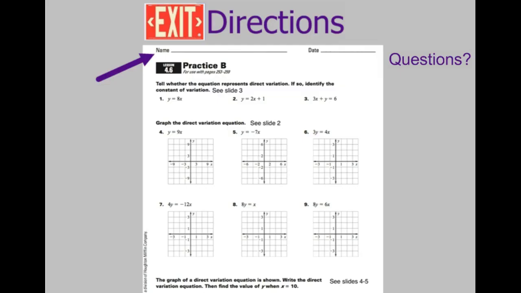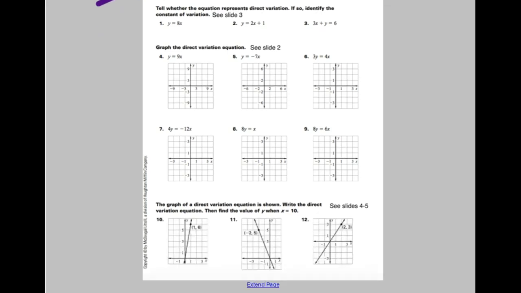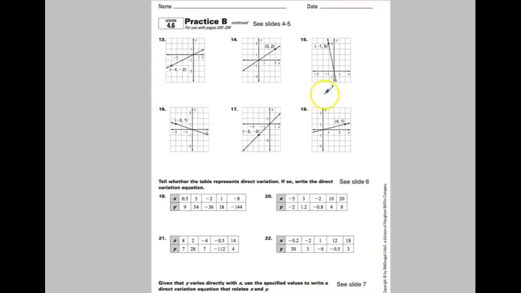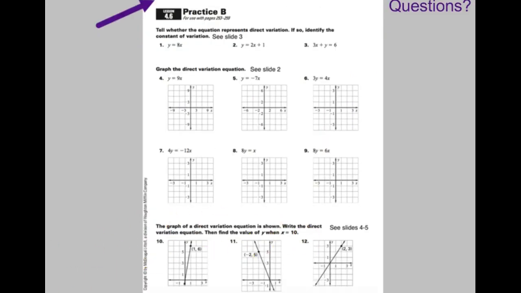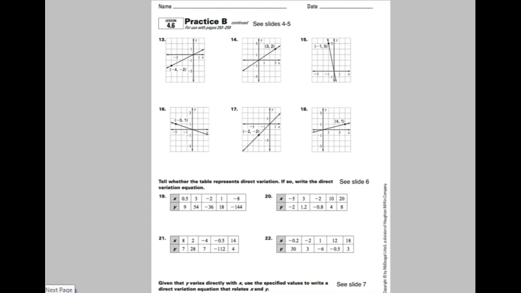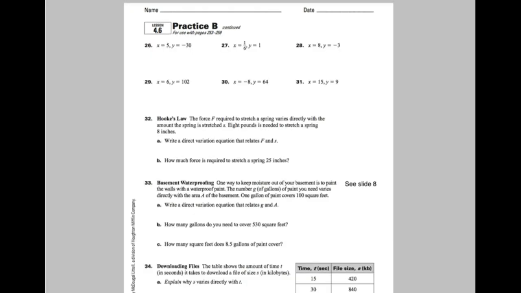So make sure you grab your worksheet and get started. The directions for 10, 11, and 12 are here, and those same directions continue onto this page. So if you don't know what to do on this page, make sure the directions are on the page before. Make sure to read those. All right? Good luck.